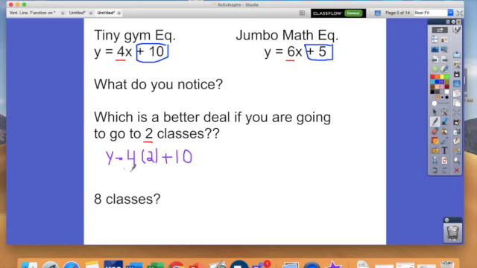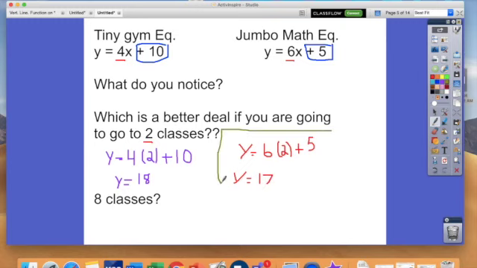Okay, so I figure out that cost. It'd be 4 times 2, which is 8, plus 10, is per class, times 2, plus 5. Okay, so I go y equals 6 times 2, which is 12, plus 5 is 17. So if I was only going to go to 2 classes a month, it would make sense to go with this one, right? It's cheaper if I was only going to go to 2 classes a month.